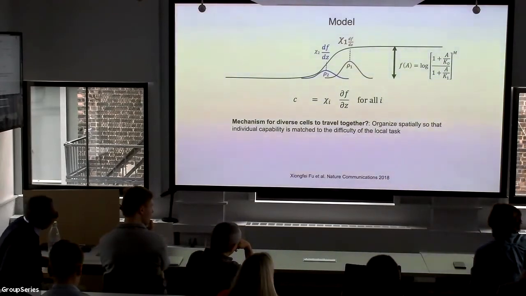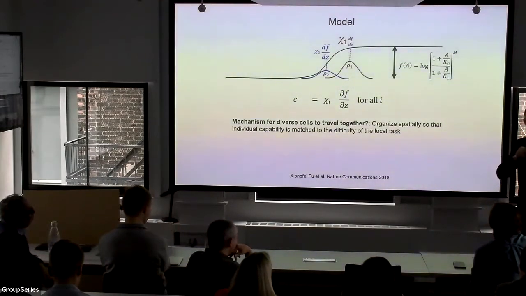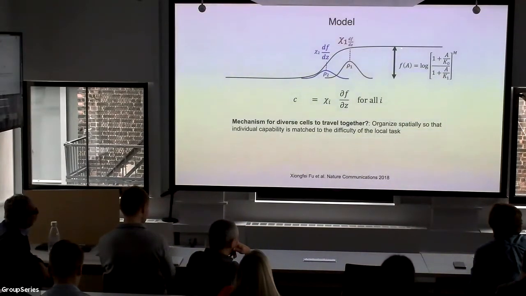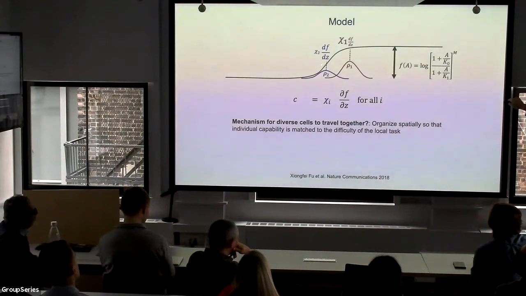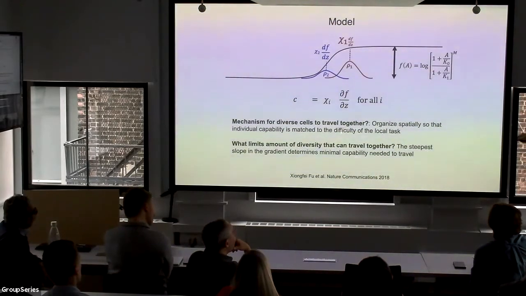So navigating is not the same everywhere in the group. In different positions within the group, the task is harder or easier. Another thing that's interesting is that there's an inflection point here, at which point basically the gradient becomes shallower again. So it's hard to navigate here, it gets easier, then harder again. So the inflection point will determine what is the minimum performance you need to have to be within this group. And so what limits the amount of diversity that can travel together is that at some point there's the steepest slope determining the minimum capability to travel together.